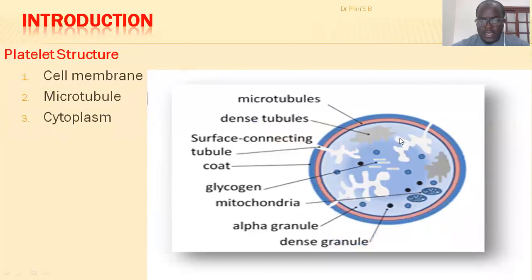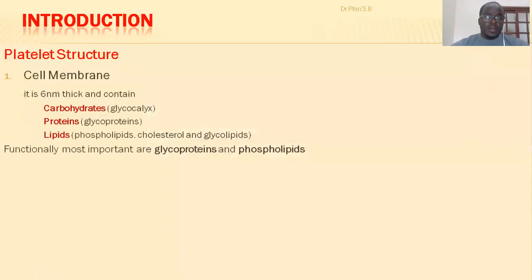So it's the same diagram here. Here you can appreciate the microtubules, the dense tubules, and then you also have the glycogen store. You have the mitochondria, then you also have the alpha granules and the dense granules. The alpha granules and the dense granules are also involved in hemostasis because they produce certain chemicals and enzymes that are necessary for blood clotting.